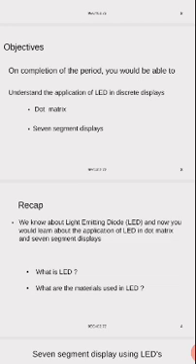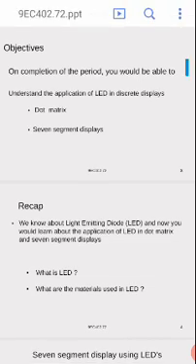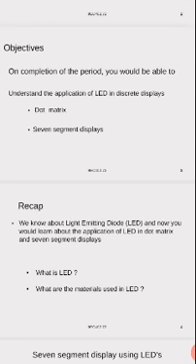What is LED? What are the materials used in LED? It is the recap.